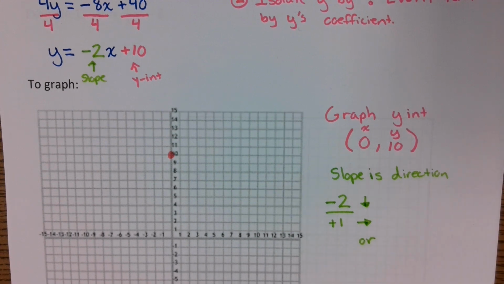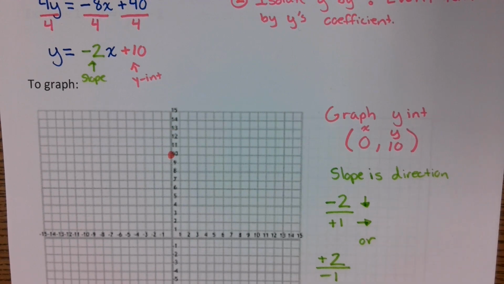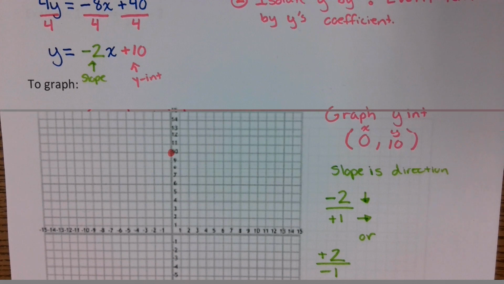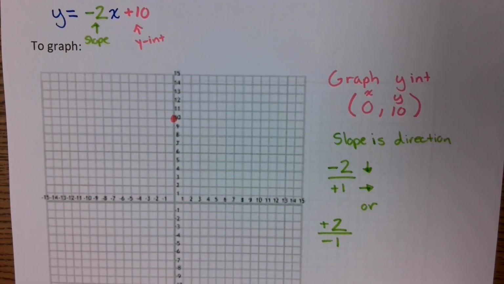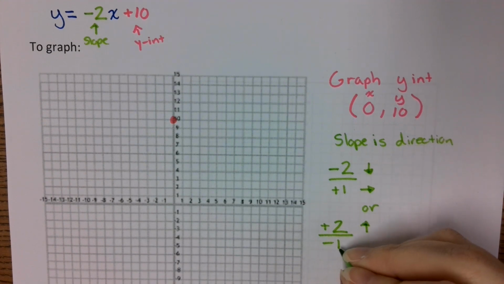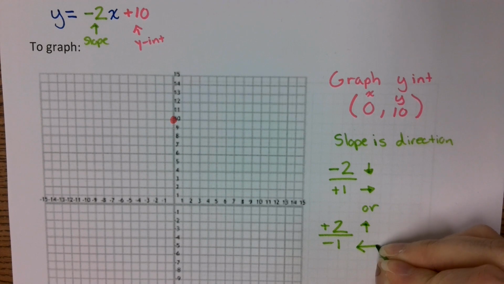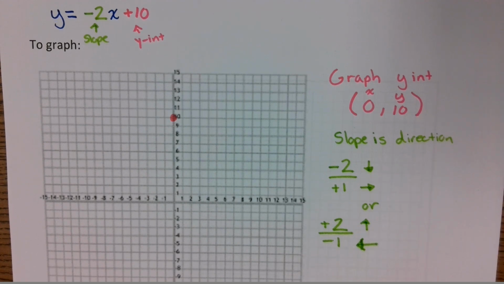Or I could do the reverse. I can make this a positive 2, but then put it over a -1. Both of them come out to the exact same value. They come out to -2 as a whole number. If I were to go ahead and do positive 2, that would move upward 2 spots, and then the -1 would then have me moving to the left 1 spot. Okay, so that's how we utilize our direction.